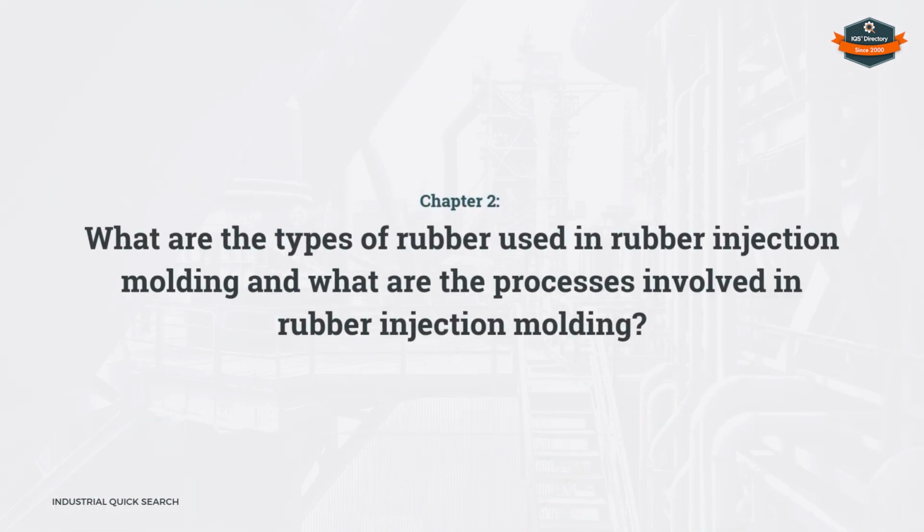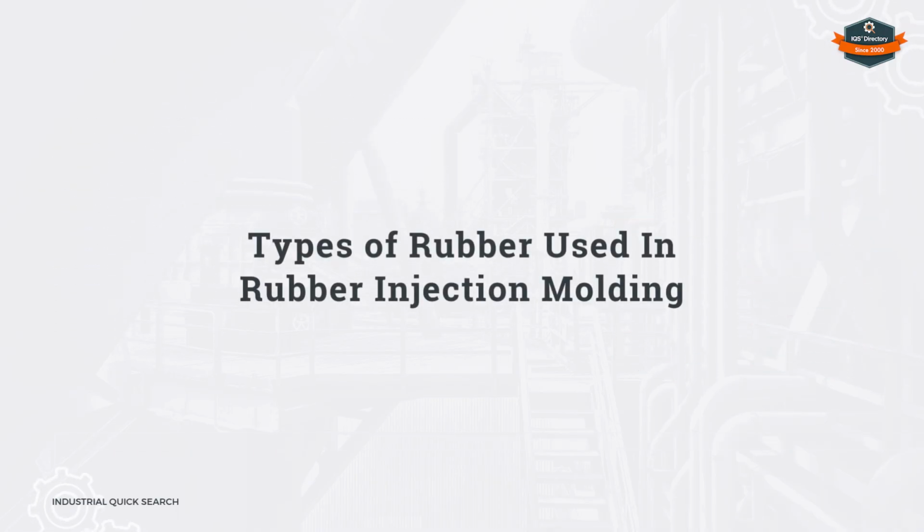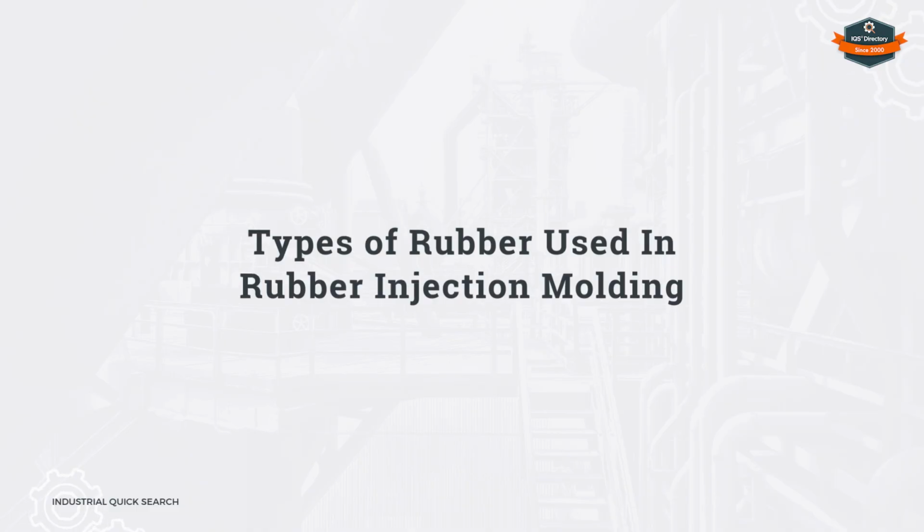Chapter 2. What are the types of rubber used in rubber injection molding, and what are the processes involved in rubber injection molding? Types of rubber used in rubber injection molding.